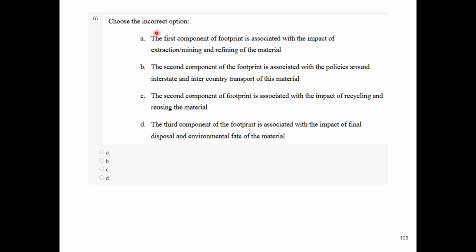Sixth question, choose the incorrect option. A, the first component of footprint is associated with the impact of extraction or mining and refining of the material. B, the second component of the footprint is associated with the policies around interstate and inter-country transport of this material. C, the second component of footprint is associated with the impact of recycling and reusing the material. D, the third component of the footprint is associated with the impact of final disposal and environmental fate of the material. So A, B, C, and D, out of them, which is the incorrect option?